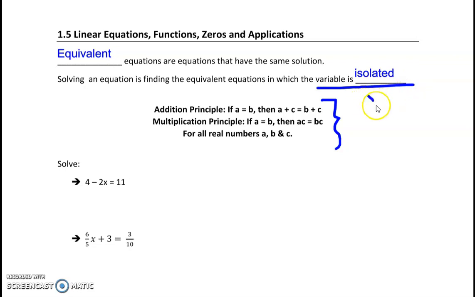What that means is you end up with x equals, so x is by itself on one side and all the numbers are on the other side. So that is the process that we're going to do to solve some equations. We're going to keep rewriting those as equivalent equations by using the addition principle, which also includes subtraction, adding or subtracting something to both sides, and the multiplication principle, which says you multiply or divide both sides by a number, until we get to the point where we have x equals.